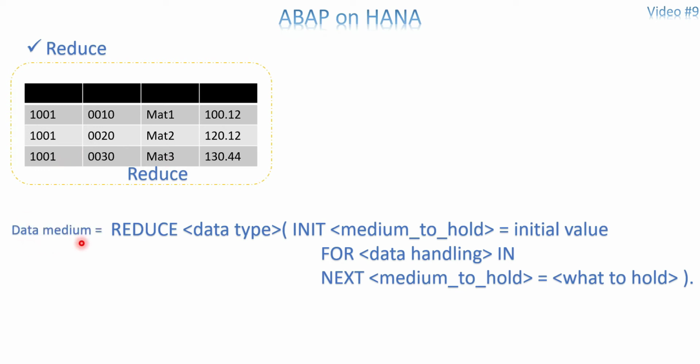It can be declared already, or on the fly you can declare DATA of a local variable, or if it's maybe your work area, you can give a work area. Depending on your output, you can decide what kind of data medium you have to give over here. So this is the syntax of REDUCE, a very basic simple syntax. I will show you the same one in the system, and I will show you the FOR I value and everything; we can include them one by one.